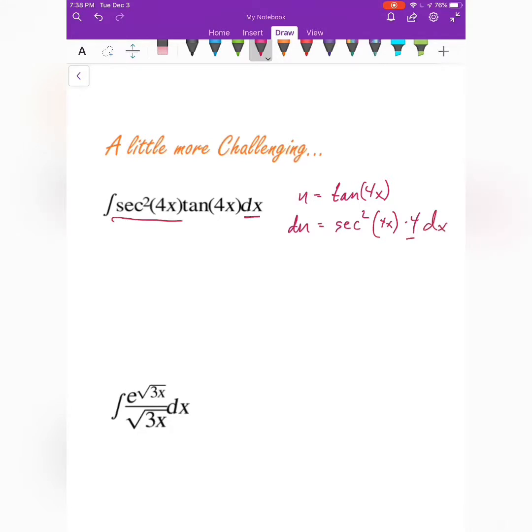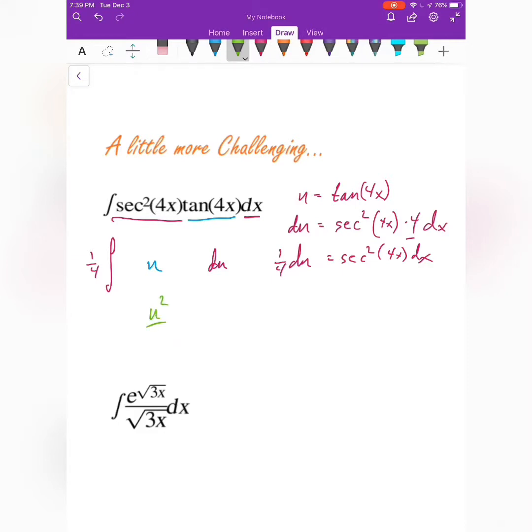We don't want this 4, so that's the only thing that you need to get rid of. So you still have all of this that you can swap out. So all of that just becomes 1/4 du. And this is really just u. So you have integration of u du. That's it. So this problem became much simpler.